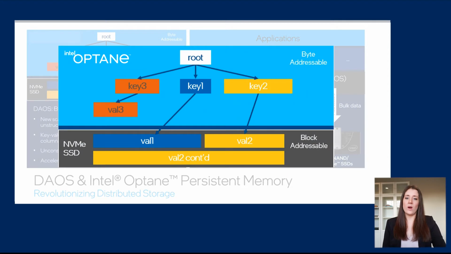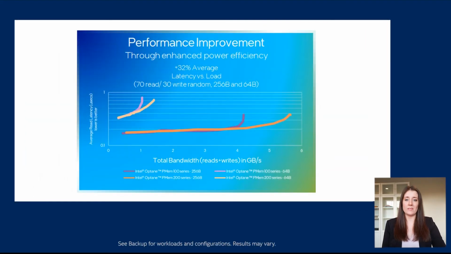All DAOS I/O operations on the critical performance path involve Intel Optane Persistent Memory. So having a product of the next generation with improved performance can be easily translated into performance improvement of the entire software stack. Let's dive into a few of the key features of the Intel Optane Persistent Memory 200 series that helps drive improved performance.